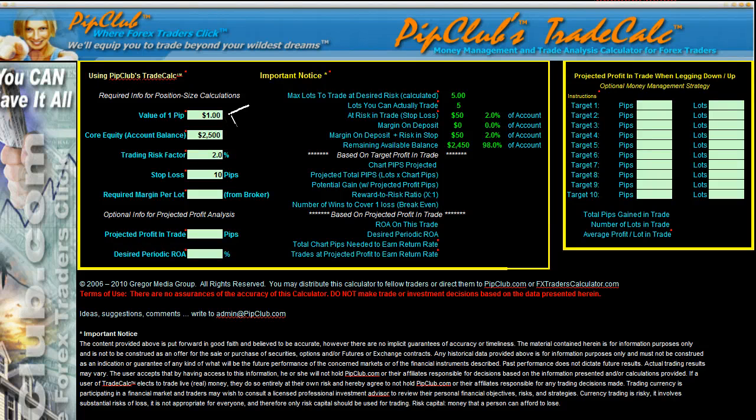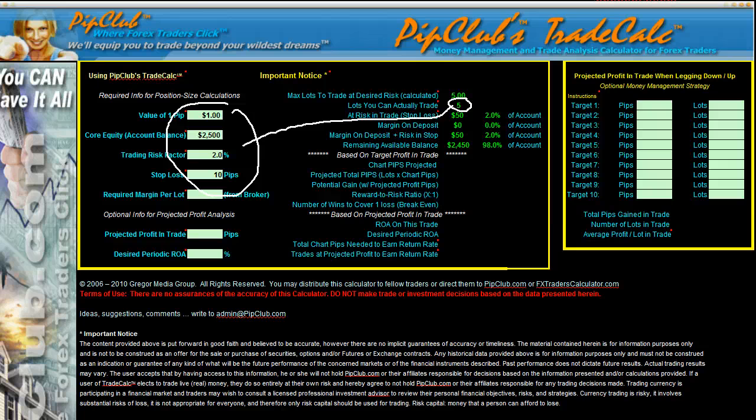So you would put in the value of the pip, the core equity in your account balance, how much you're willing to put at risk in the trade, and of course the size of your stop loss. With those four variables input, TradeCalc will then tell you how many lots you can put in the trade. This is very valuable. A lot of traders I've worked with over the last 6 and 7 years just can't quite figure out how to do position sizing. So TradeCalc will do that for you.